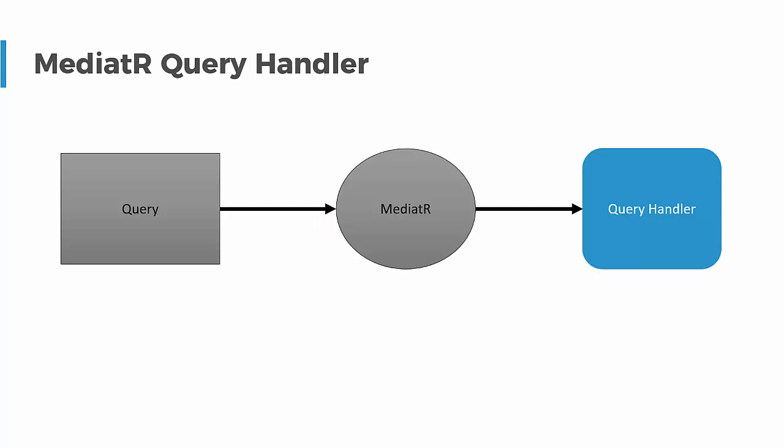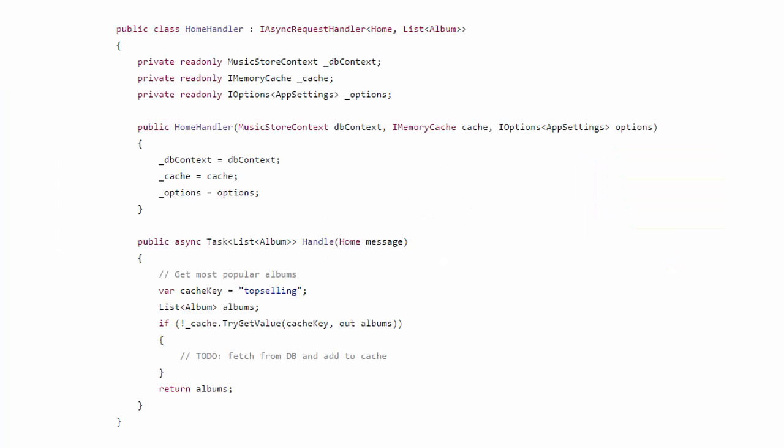The other piece to the puzzle here is creating a handler. A handler is responsible for accepting that message, that query, and using that query to then return the values that we wanted. So let's take a look at what that would look like. We're going to create a home handler that implements, from Mediator, the IAsyncRequestHandler. It has two type parameters. The first type parameter is the request, the query that we're going to be accepting. The second type parameter is the result, the return value that our query is supposed to return, which we define as a list of albums.